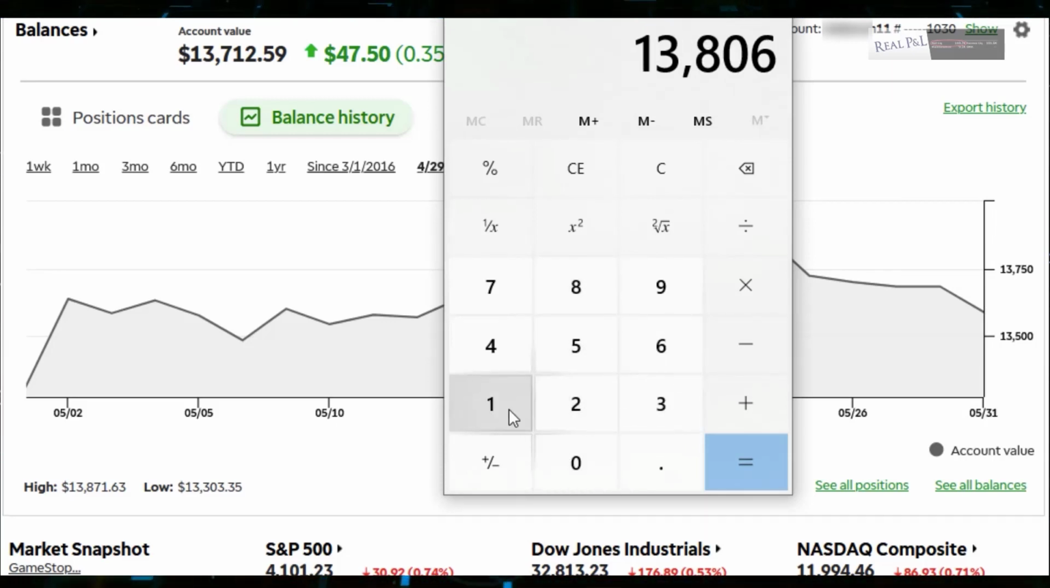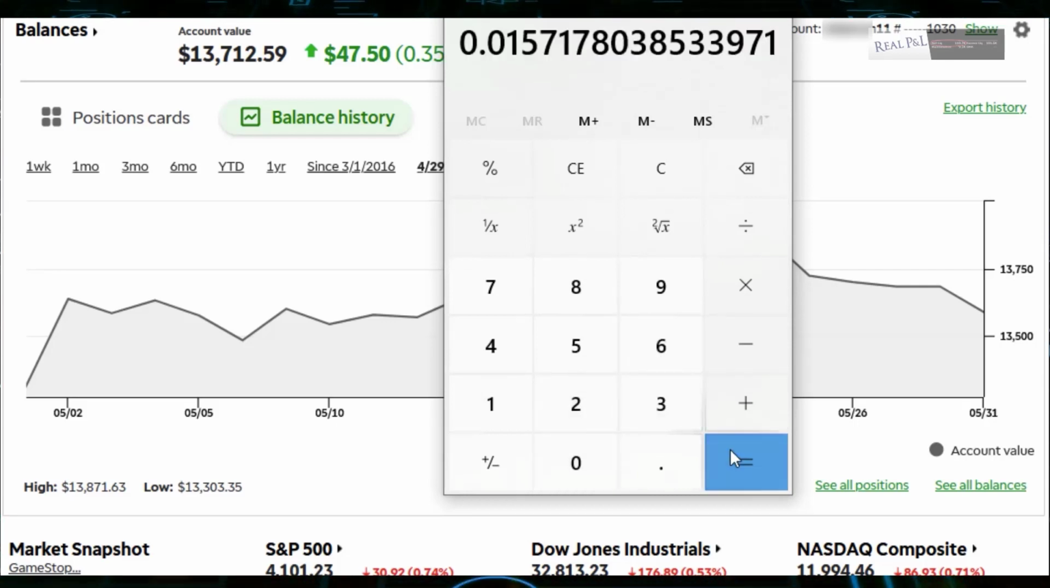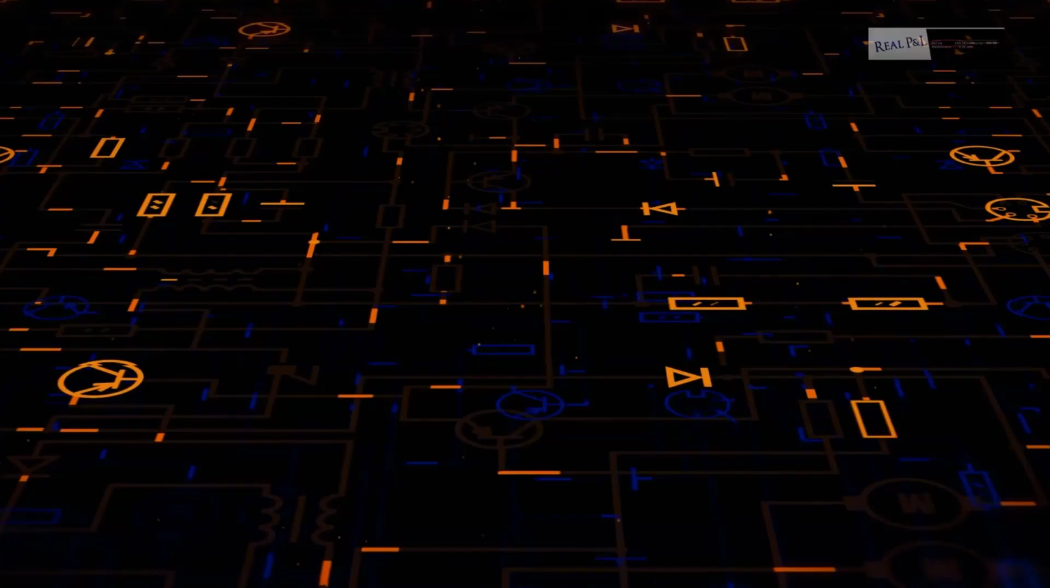13,806 minus 13,589 is 217, divided by 13,806. So down about 1.5, 1.6% on the month, which is not bad. Not bad at all. You're just here learning. You're not going to really take heavy drawdowns. And so there you have it for the month of May of 2022 for the 5-step.